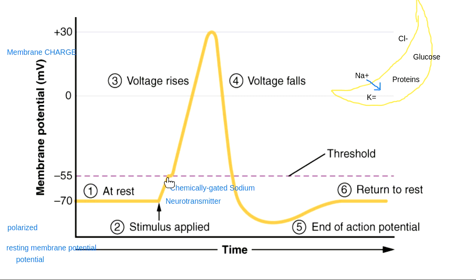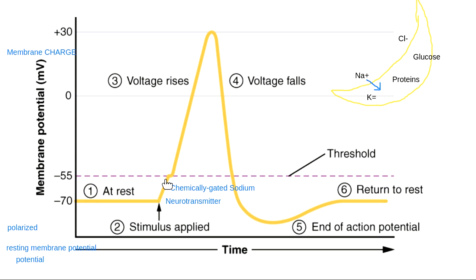So the first kind of channel we're talking about here are channels that have a chemical key. That chemical is the neurotransmitters that neurons use to talk to each other. So I open up this channel for sodium. Sodium wants to come inside, and sodium brings its positive charge with it inside the cell.